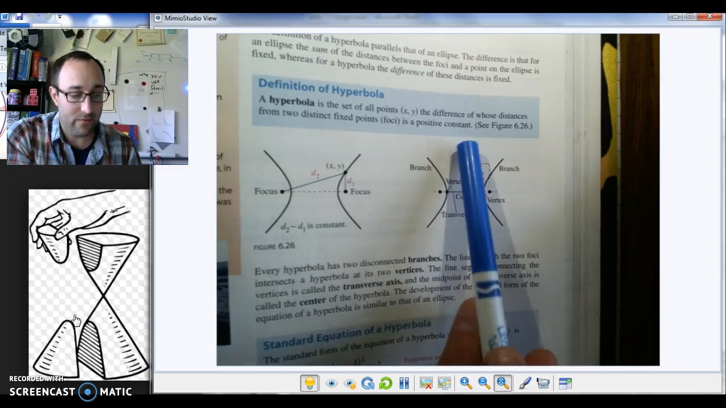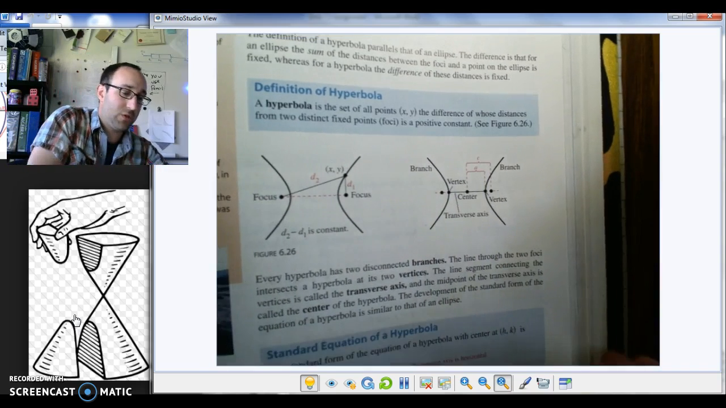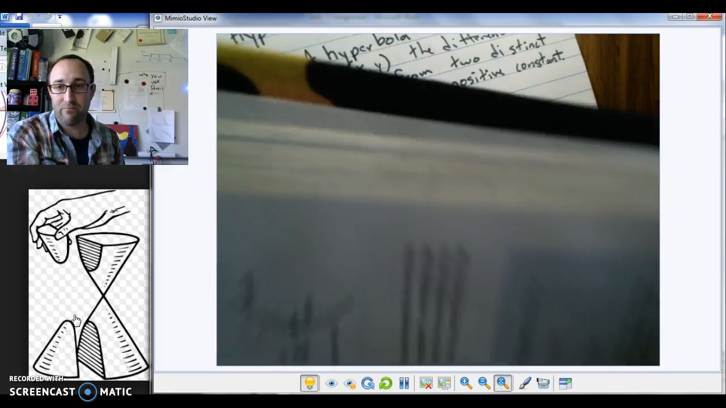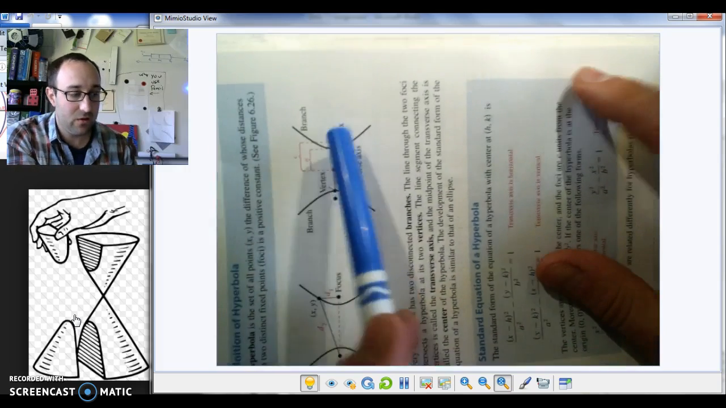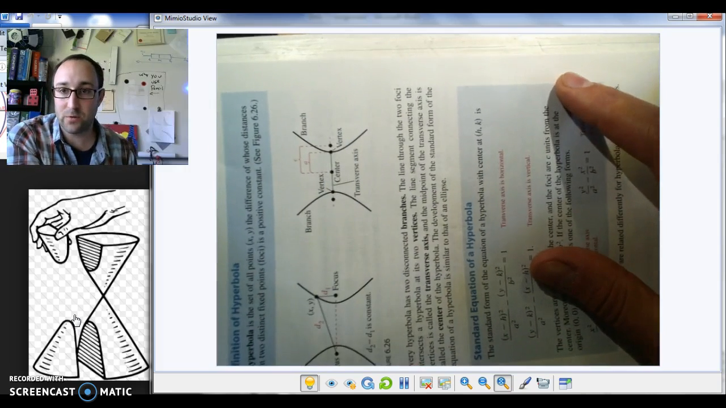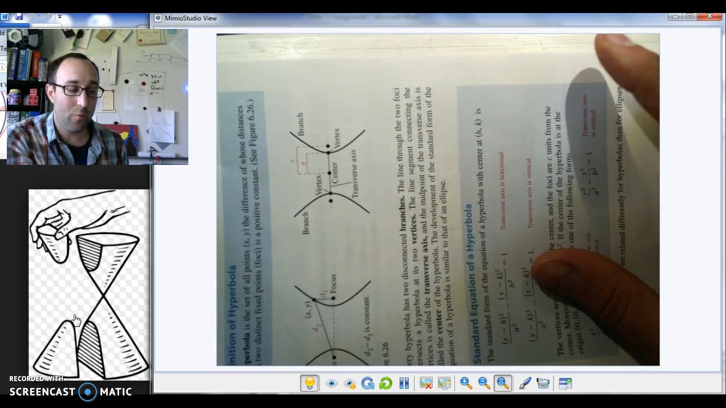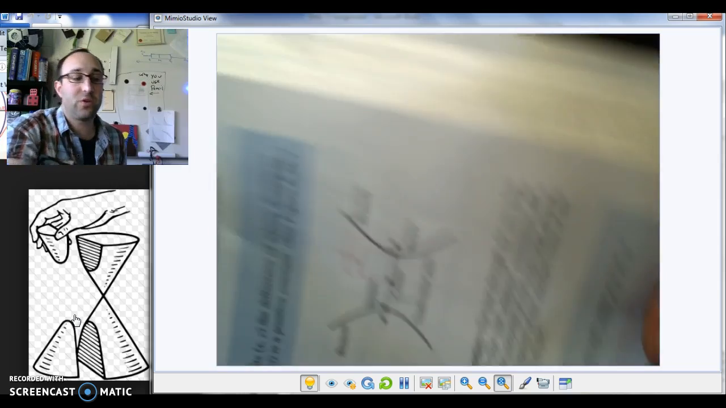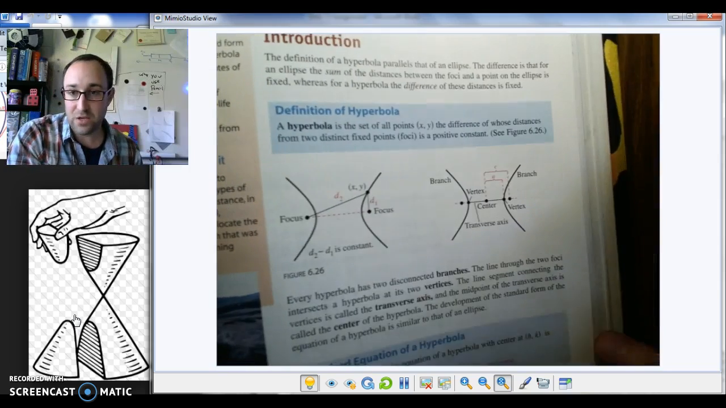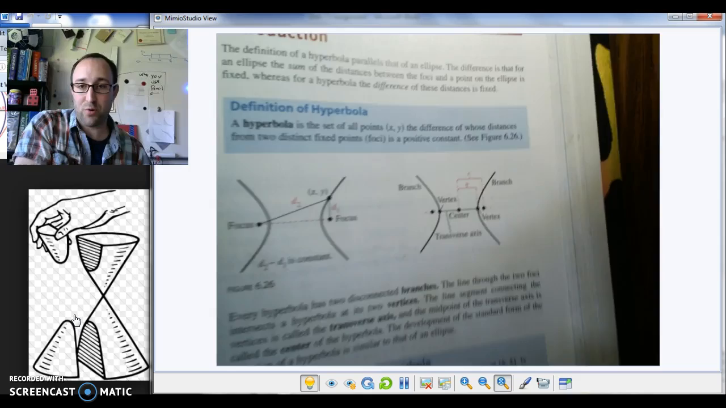And then if it goes vertical, if we were to switch the book around this way, the transverse axis would be vertical. So it's kind of saying which way do they open. Do they open horizontal or do they open vertical? It'll tell you which equation to use from in here. Okay, so that's what a hyperbola looks like.